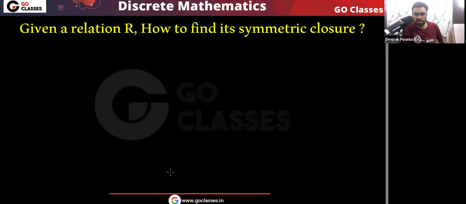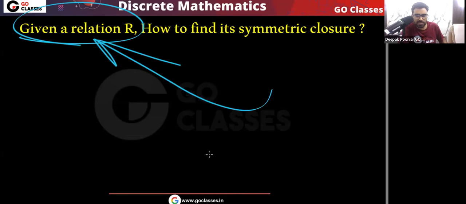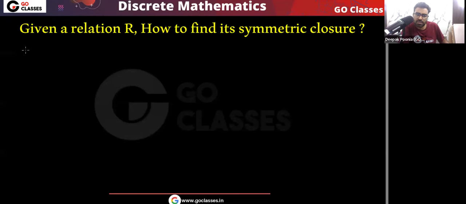Okay. Now, given a relation R, how to find its symmetric closure? Can you give me some idea? A relation R is given to you. You want to find the symmetric closure. Means in this relation R, you want to add minimum number of necessary pairs to bring the symmetric property. How to do that? Let's see the idea. And from this idea, we will make a formula also. But let's see the idea.